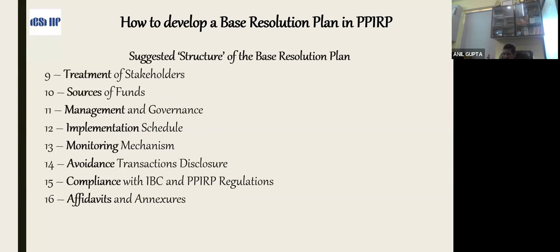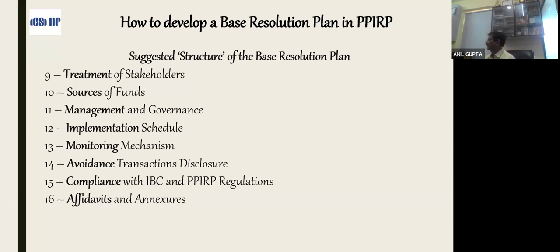Treatment of the stakeholders: how the company is going to treat the various financial creditors or classes of creditors, operational creditors, all these people, and how much they are going to pay each and every category of stakeholder. The source of funds: how the company is going to get the funds, and how they are going to pay. Whether it is own funds or any external commercial borrowings or borrowed funds, all these things are mentioned in the chapter.